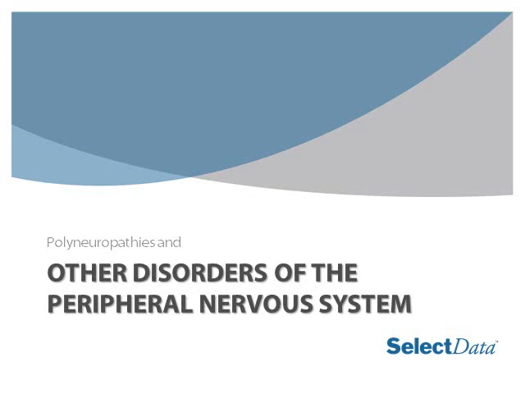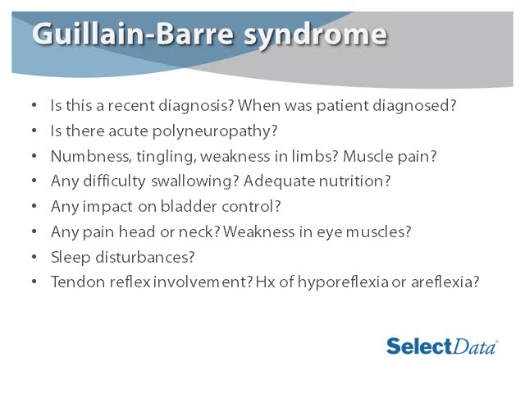Now let's talk about the polyneuropathies and other disorders of the peripheral nervous system. For Guillain-Barre syndrome, we need to know if this is a recent diagnosis. When was the patient diagnosed? Is there acute polyneuropathy? And if there is, what do you mean by that? Is there tingling? Where? Is there numbness? Where? And not just on the foot. What part of the foot?